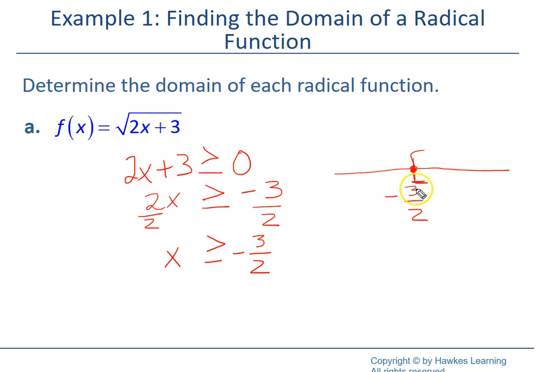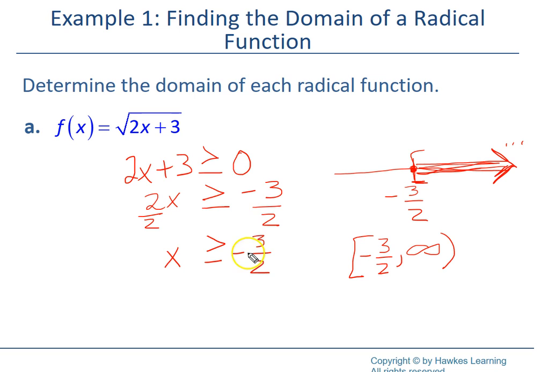So a bracket at -3/2, and since it's greater than, you follow the direction of the inequality sign, so it's going to look like so. Now, how do we convert that into interval notation? Well, right from the graph, we're going to use a bracket, -3/2, comma, and this is going to go out here to positive infinity. And there's what we have.